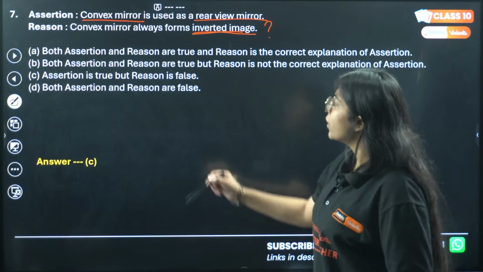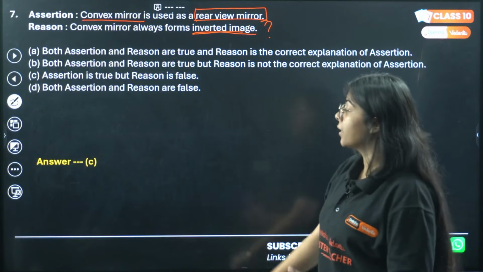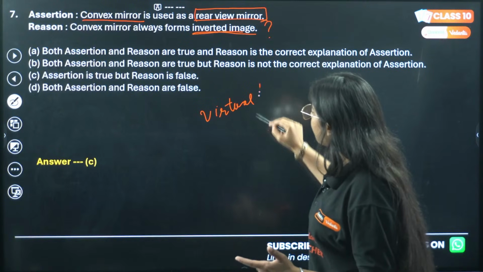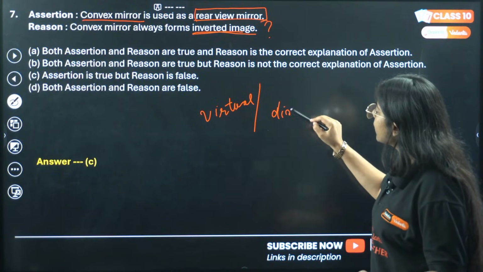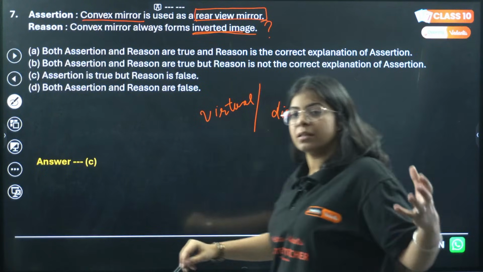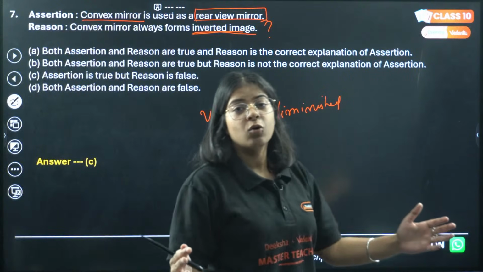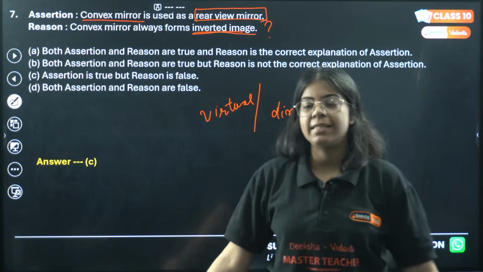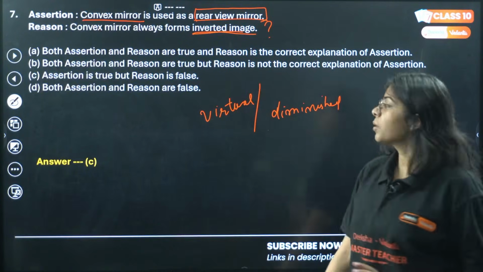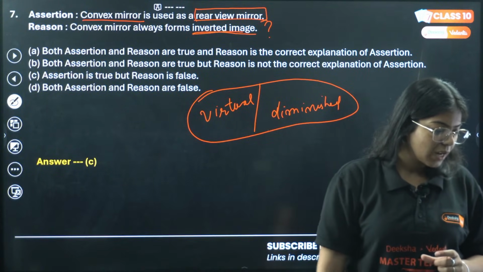We know convex mirror is definitely used as a rear view mirror because it makes a virtual image, and the main reason is it forms a diminished image of objects. Whenever a car is coming behind my car, I want to see the whole car, the whole object and the road beside it. So I want the image to be shorter. That's why I use a convex mirror, because it always forms a virtual and diminished image.